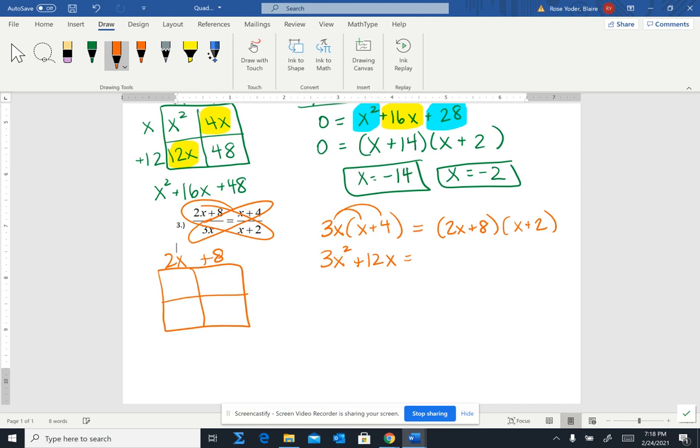All right, 2x plus 8, x plus 2. 2x times x is 2x squared. 8 times x is 8x. 2x times 2 is 4x, and then 2 times 8 is 16. So we have some like terms again. That gives me 2x squared plus 8x and 4x is 12x plus 16.